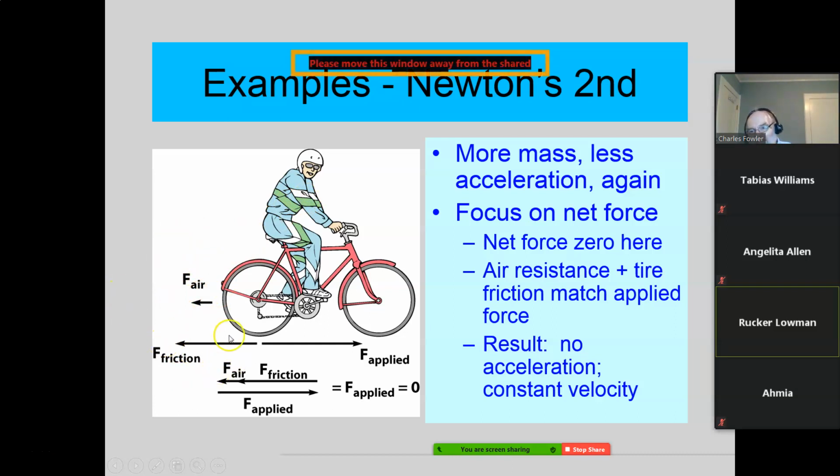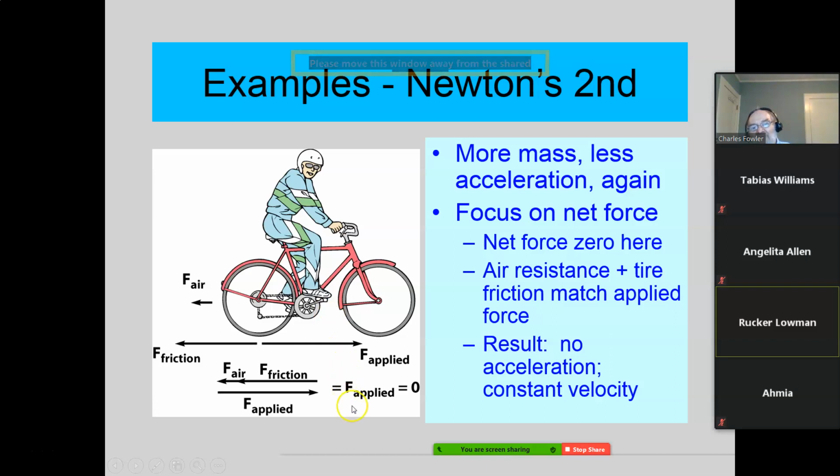But whatever the relative sizes are, if these two added together equal the same magnitude of his applied force, does that mean he stops?